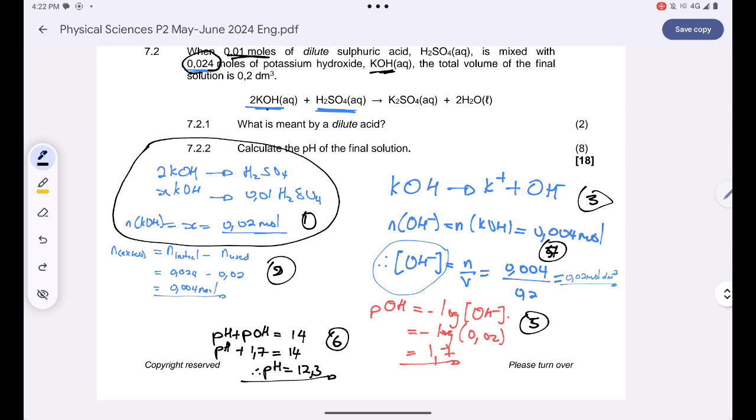So these steps, guys, are very repetitive. You will see that in all these 8 mark questions in acids and bases, you just keep on doing the same thing over and over and over again.